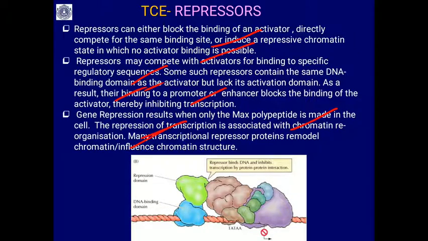So many transcriptional repressor proteins remodel chromatin, so that the chromatin undergoes coiling, and the histones are going to bind and transcription is going to stop. So this is how the repressor functions, and it down regulates the transcription.